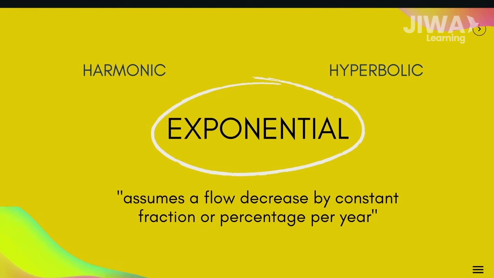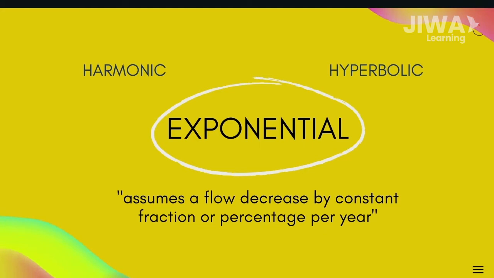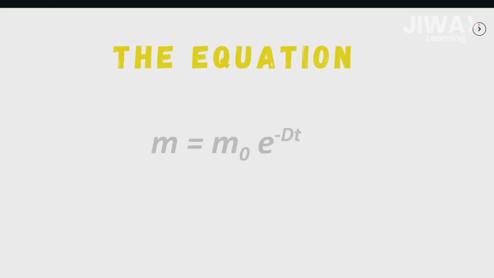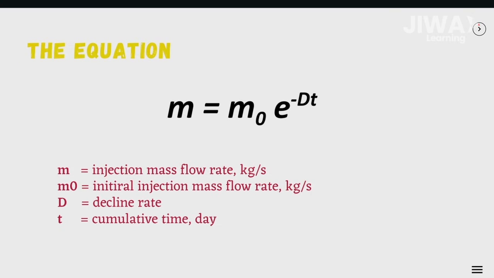The exponential regression is often used in the injection model since it gives a more conservative calculation. The exponential model assumes the flow decreases by a constant fraction or percentage per year. And here are the details of the exponential regression, where m is the injection mass flow rate in kilogram per second, m0 is the initial injection mass flow rate, d is the decline rate, and t is the cumulative time since the start of injection in days.